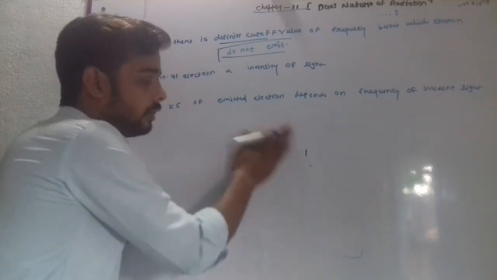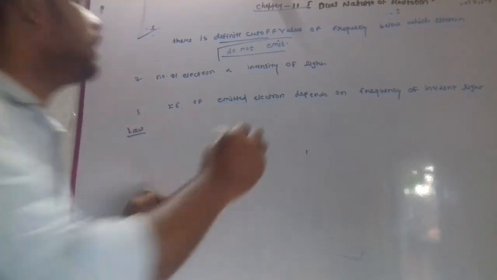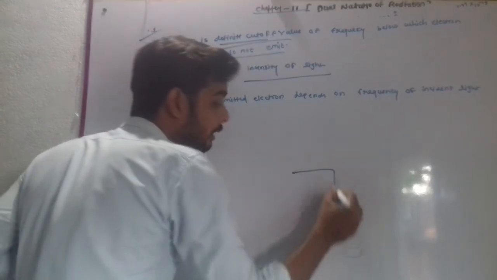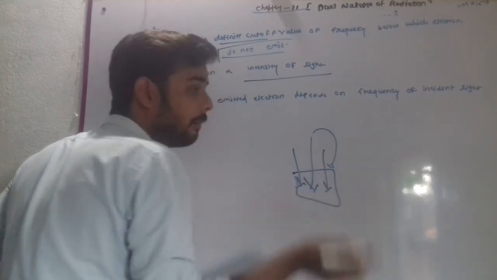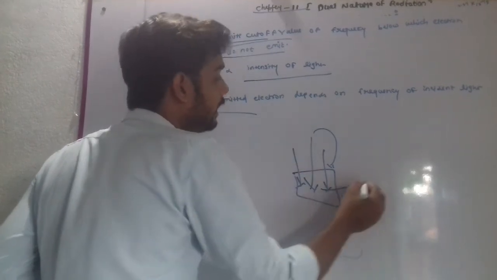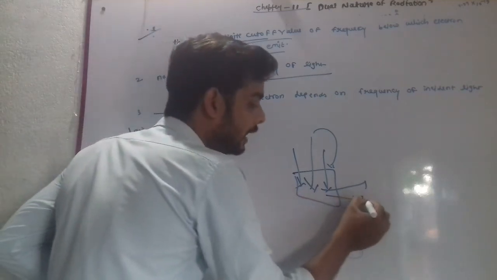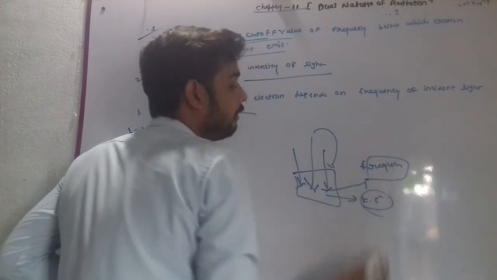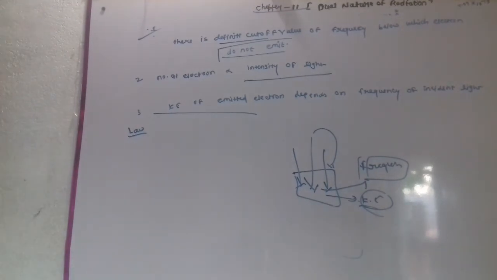The next law is that the number of electrons is directly proportional to the intensity of light. The number of electrons that will emit from the surface depends on how much intensity of light is applied on the surface. The third point is very important: the kinetic energy of emitted electrons depends on the frequency of incident light. If the frequency is higher, then the kinetic energy is also higher. So these are the three laws.